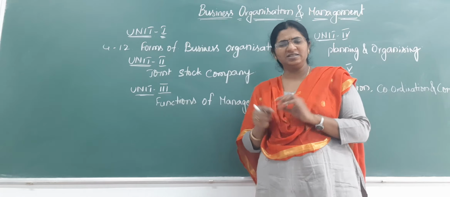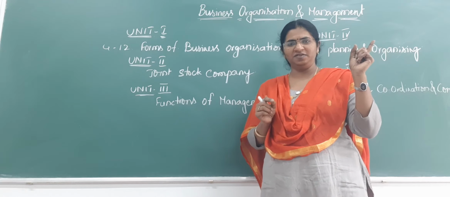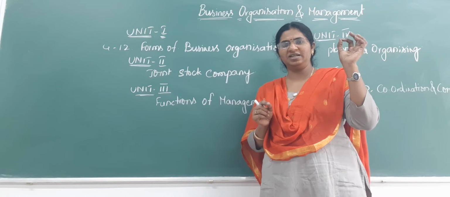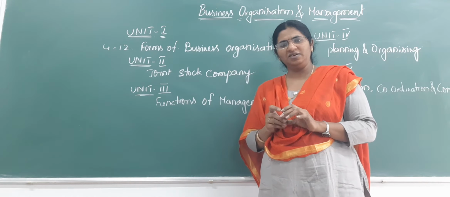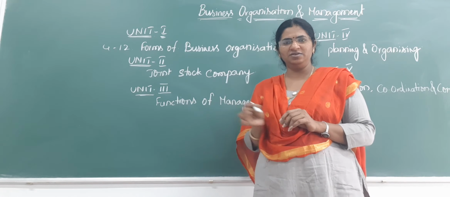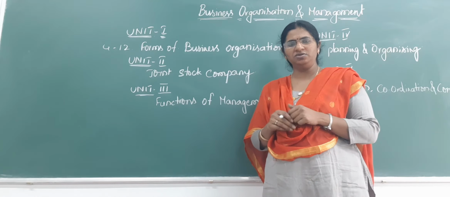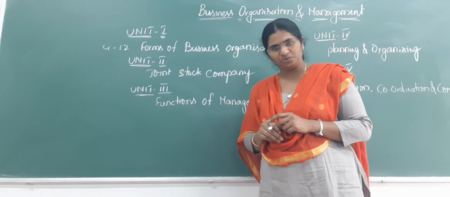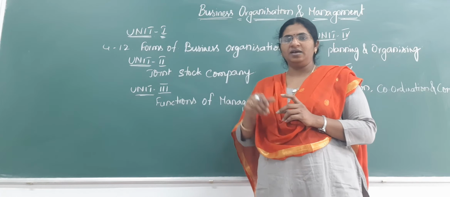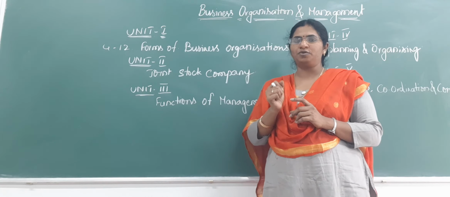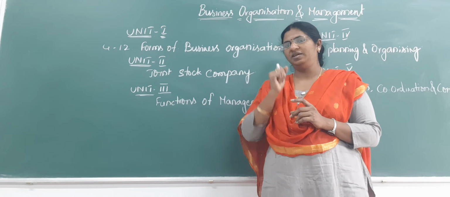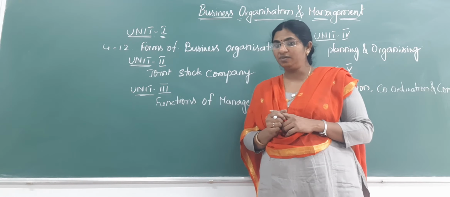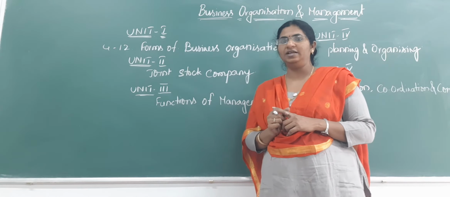Common seal means, as we said in the first statement, a joint stock company is an artificial person. Being an artificial person, does it have any validity of its signature? Who is going to do the signature on behalf of an artificial person? So that's why, for every approval, a stamp will be given. That stamp we call the common seal.